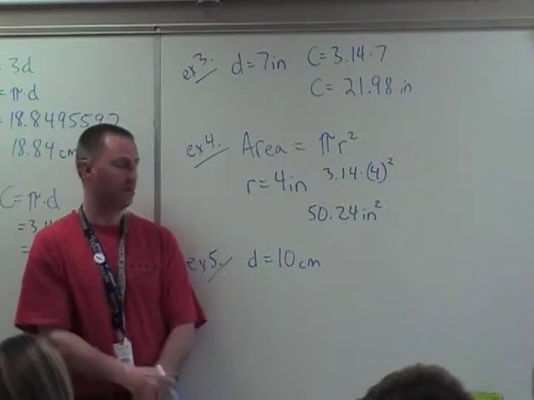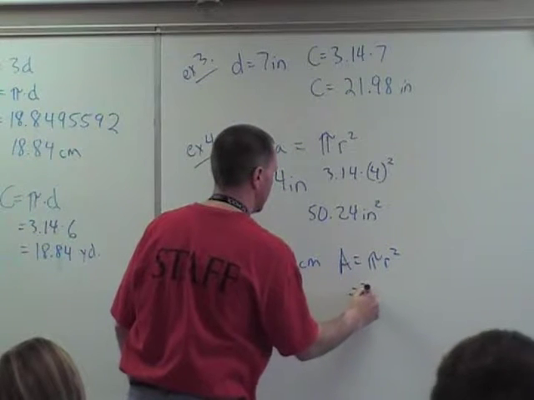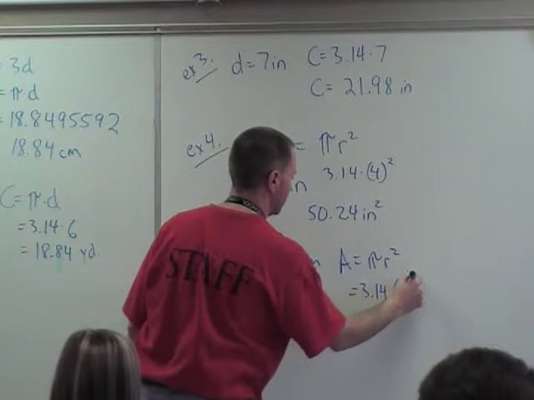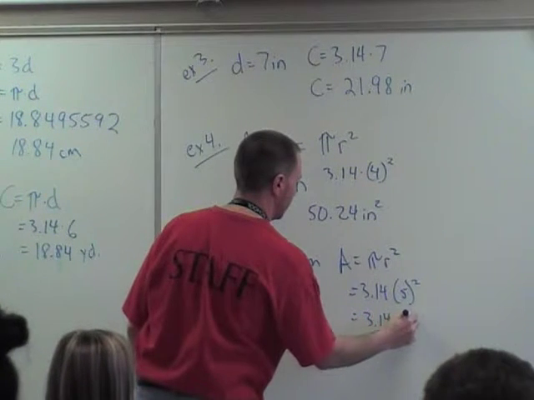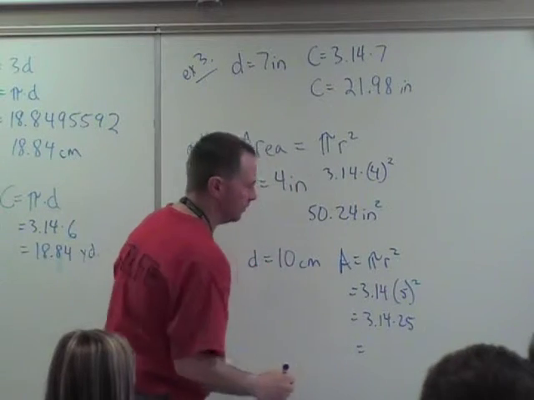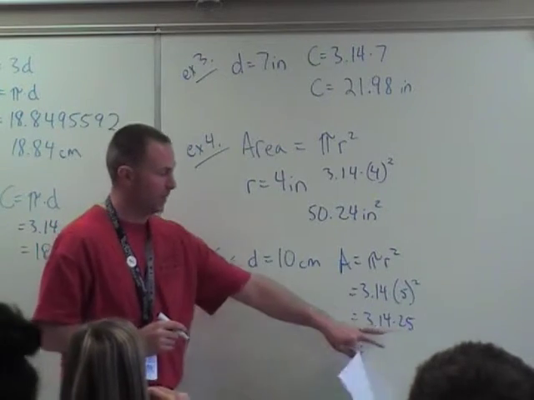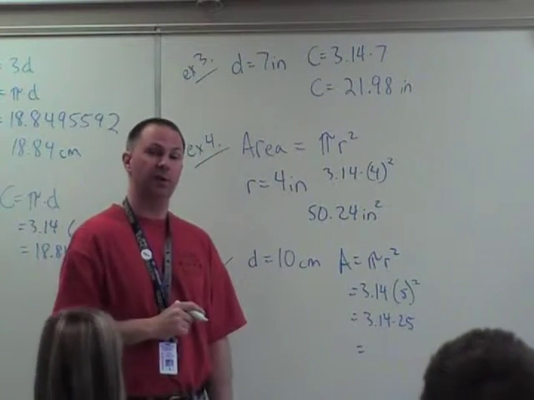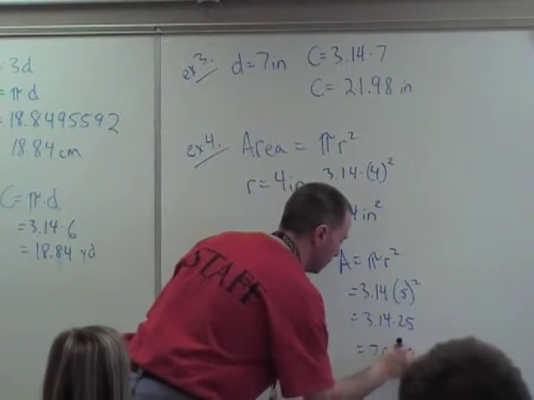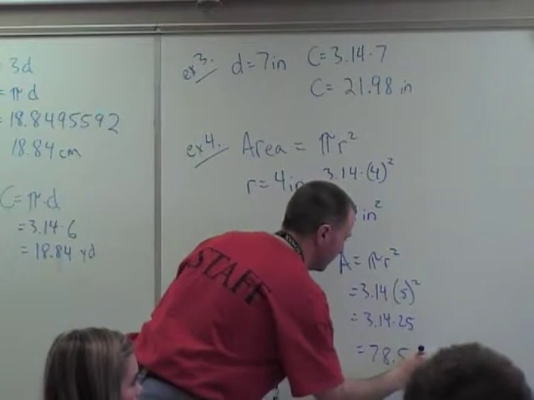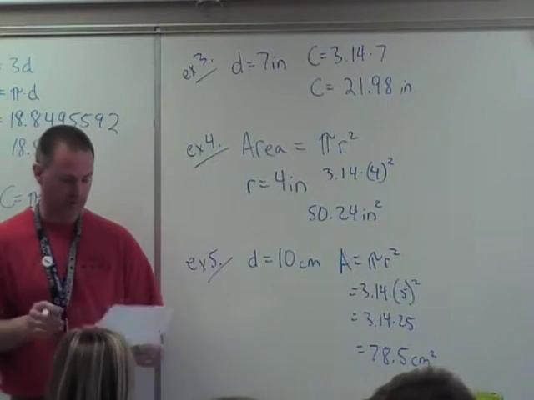15.7. All right, everybody check that. So the area is pi r squared, 3.14 times 5 squared, 3.14 times 25. And what'd you get? 15.7. Well, 3 times 25, you forgot to square your 5. 78.5 exactly? 78.5 square centimeters. Everybody get that? Awesome.